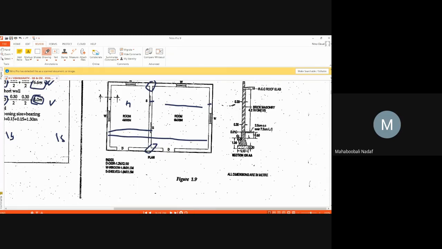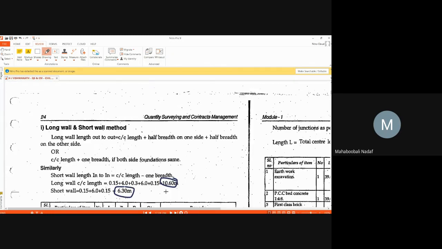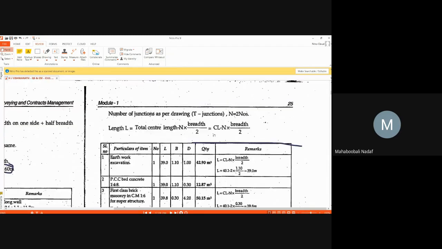What is the correction in the total center line? How to understand that? This is the formula: total center to center minus n into b by 2. What is that b? b is the width of that item.